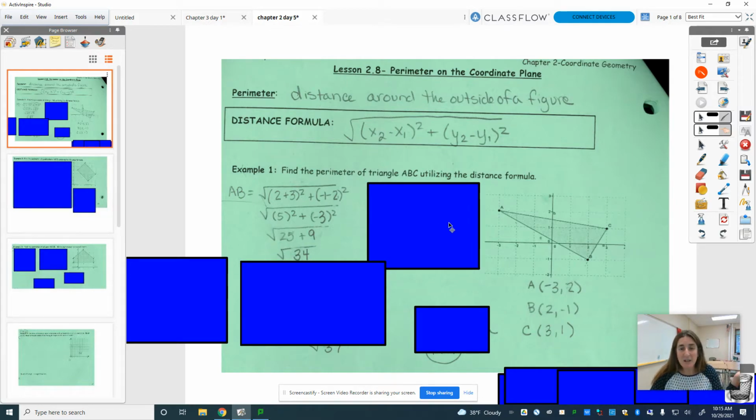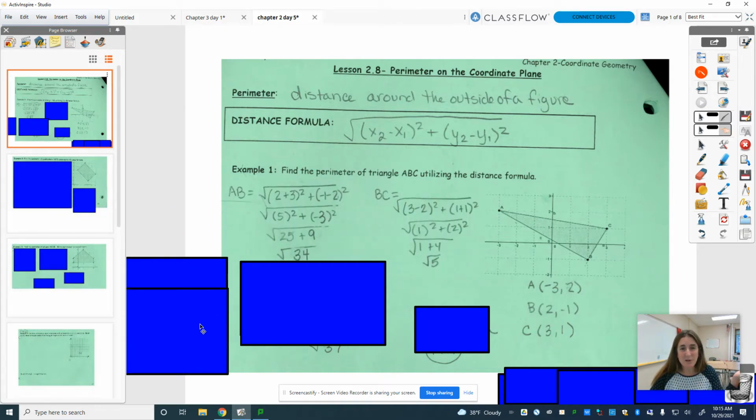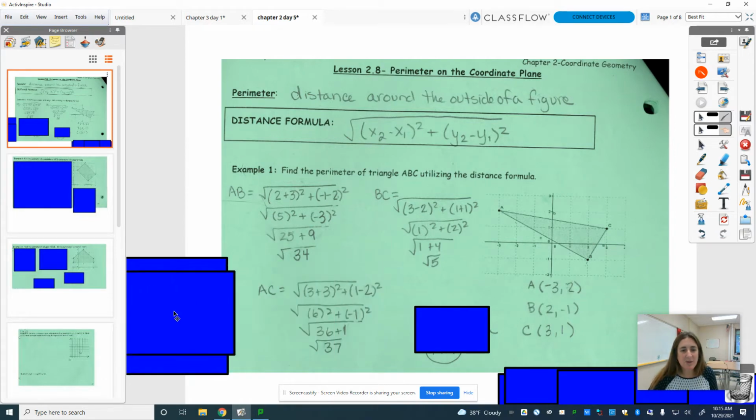Now, I'm going to find another side. Let's see what's next. I'm going to look for BC next. So I use my coordinates from BC. I fill them in my formula, and I get radical 5. So BC's length is radical 5. All right. And then I'm going to do the next one, and it's AC, and AC comes out to be radical 37.